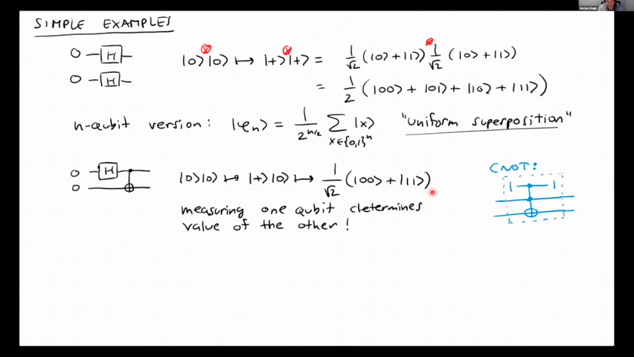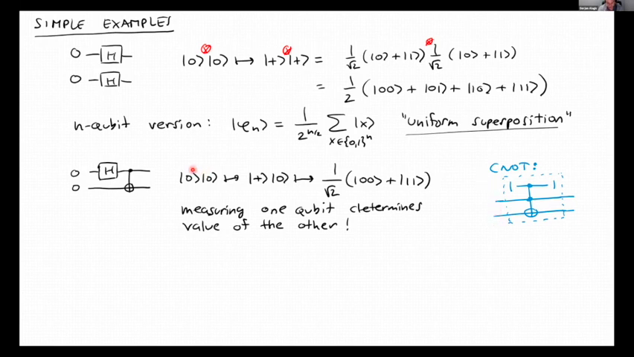Okay, here's another really simple example. Start in the 0 state for both qubits, apply Hadamard to 1, and then do a CNOT. I haven't technically given myself a CNOT, but okay, fine. You can build it out of Toffoli with a fixed ancilla. So let's assume we have it.